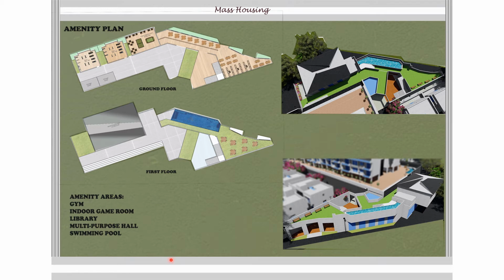This is the amenity area plan, which consists of 2 floors. On the ground floor, there are 2 gyms, an indoor game area, and a library. And on the first floor, there is an open space area, a swimming pool, and the multi-purpose hall.